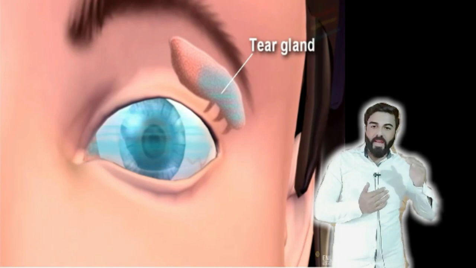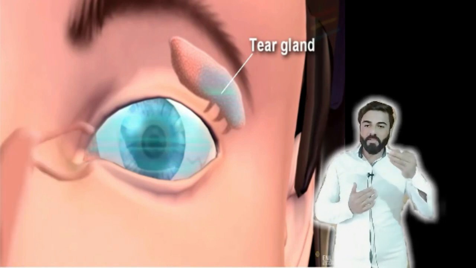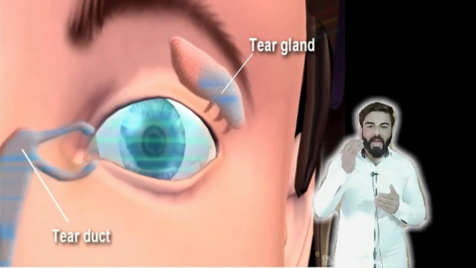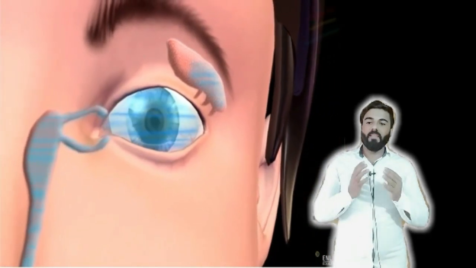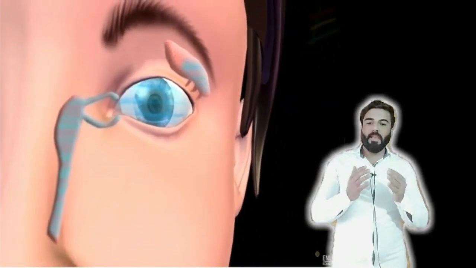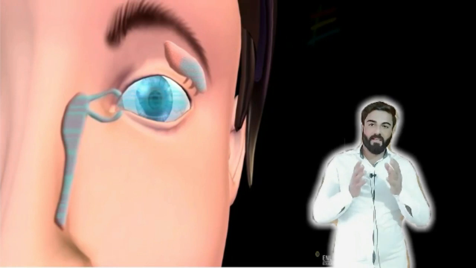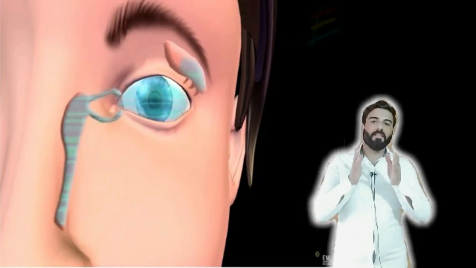It drains through the tear duct into the nose after flushing and cleaning the entire eye surface, and then the tear system washes away impurities to maintain eye health. In this way the eye health is maintained.